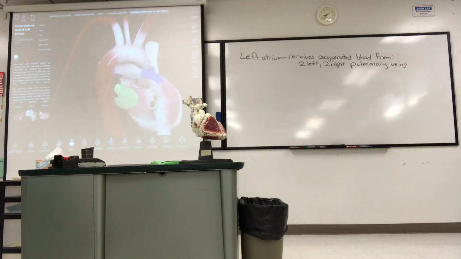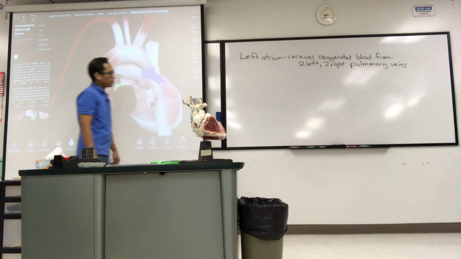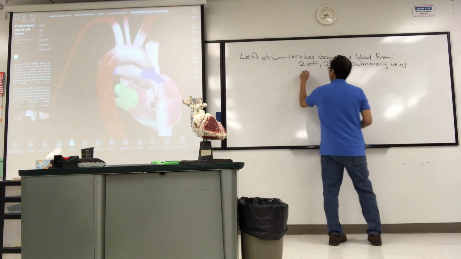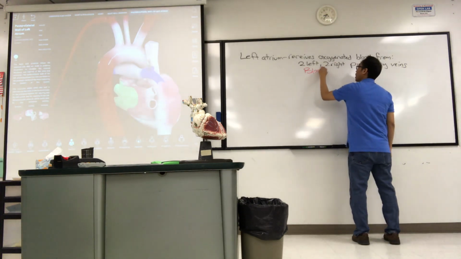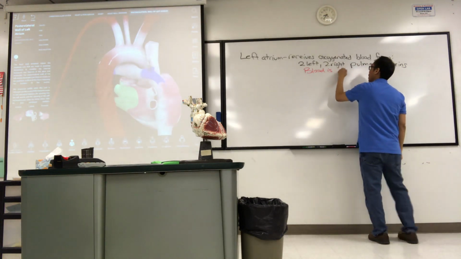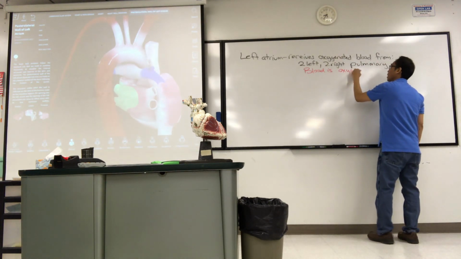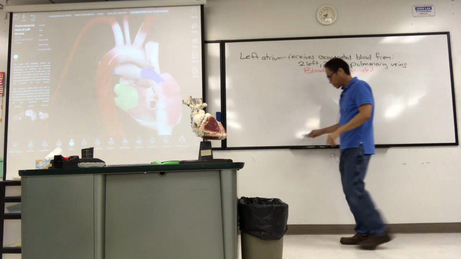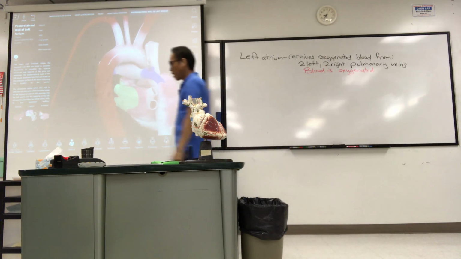All right, so when we get to pulmonary veins, at this point, is the blood oxygenated or deoxygenated? It's oxygenated. The 4 pulmonary veins are veins that carry oxygenated blood. In pulmonary circulation, the veins carry oxygenated blood.